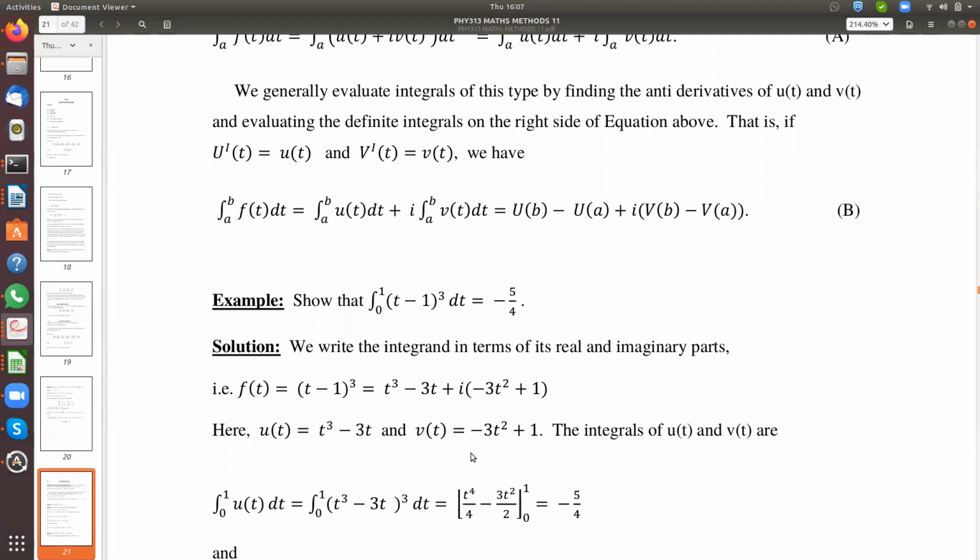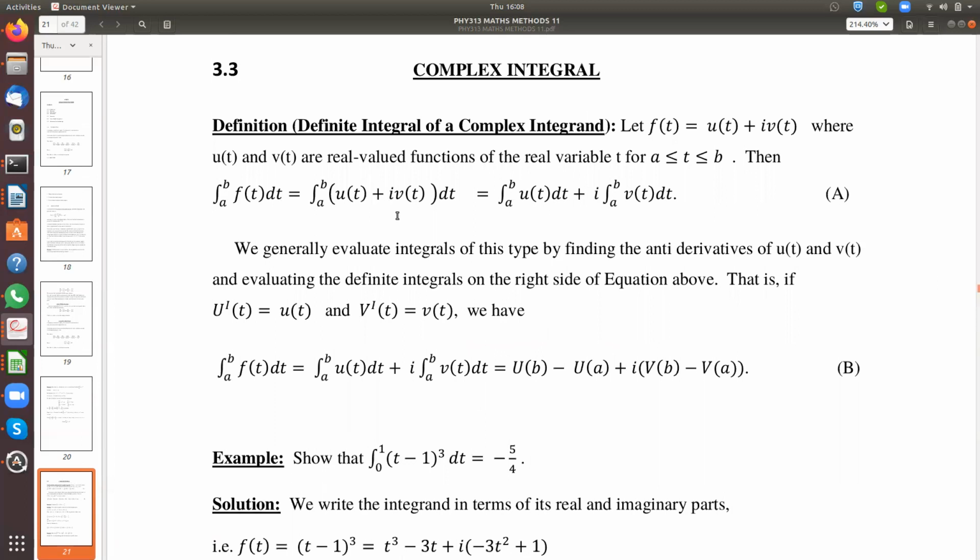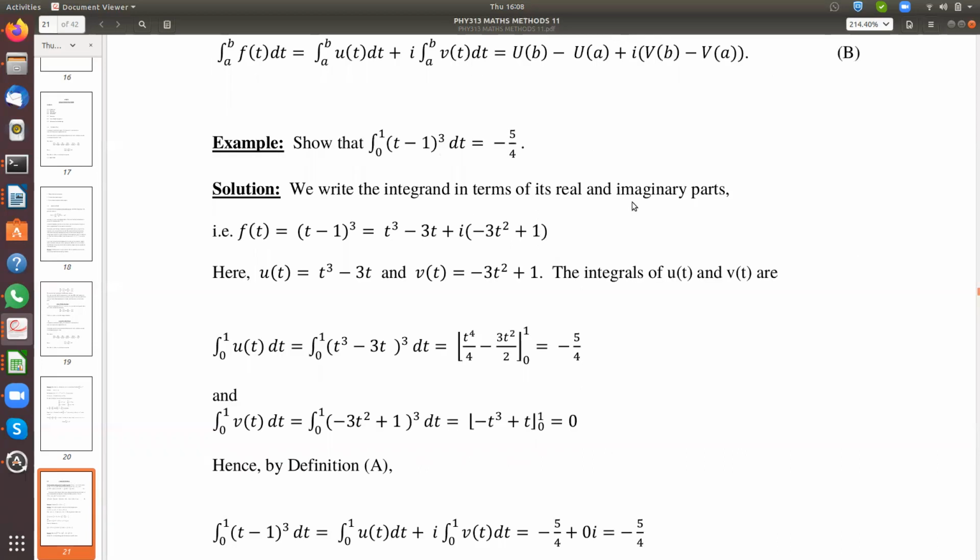Since we know that if you have a function of this nature and you are able to write it in this format, then you can perform integration per term like this. So the first thing here is u of t, which is this. Then you integrate it and substitute the boundary values 0 to 1, and you have this. Do the same thing for this one, which gives you 0. So the expression can be written in this form, which gives the result minus 5 over 4 plus 0i, and the answer is minus 5 over 4. That shows that when you integrate this expression, you get this, and that is what you have just established here.